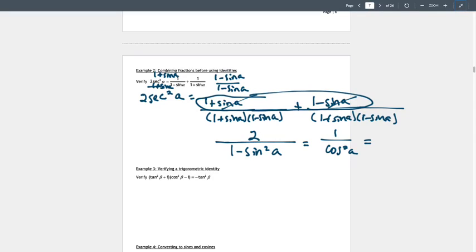And then 2 over cosine squared alpha. And then I want you to think about that as being 2 over 1 times 1 over cosine squared alpha, which would just be 2 times secant squared alpha. And that's what we're trying to get to. I forgot to keep writing my left-hand side all the way down, but I have verified it. That is the same thing.